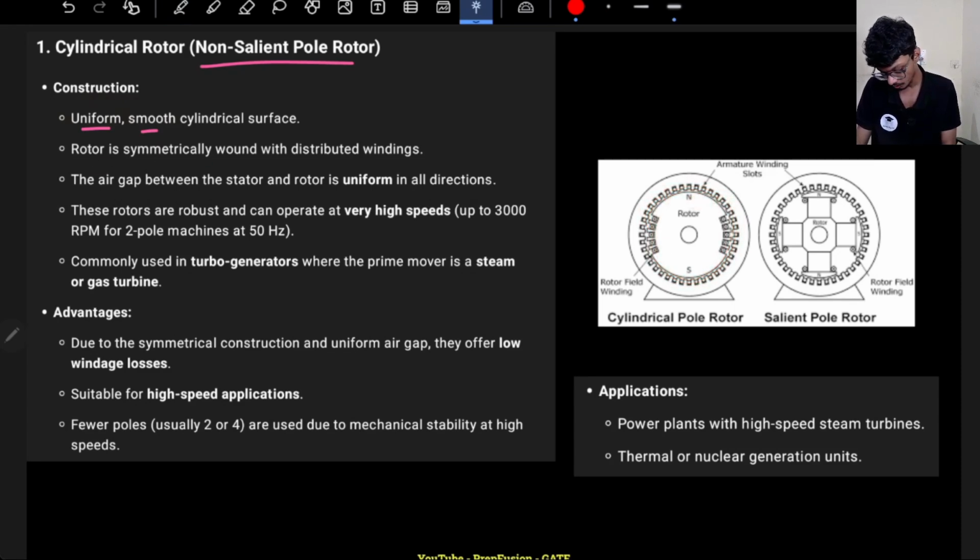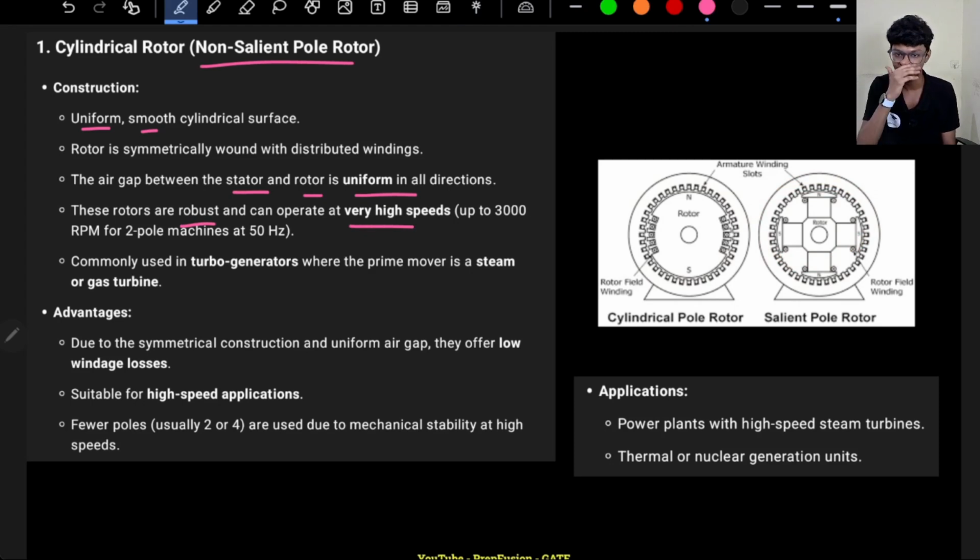The rotor is symmetrically wound with distributed windings. Distributed windings means the windings are distributed throughout the slots. Here the winding is concentrated, here it is concentrated, but in the case of a cylindrical rotor, the winding is distributed. The air gap between the stator and rotor is always uniform in all directions, but not in the case of a salient pole rotor.